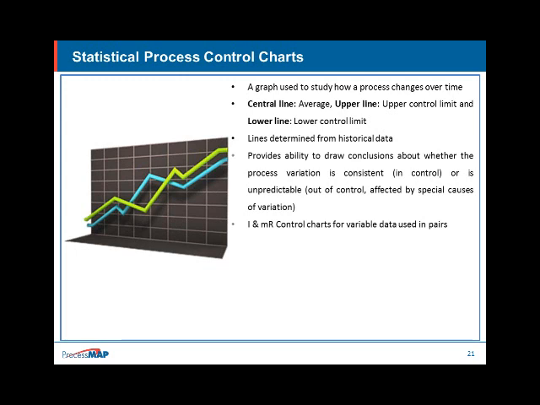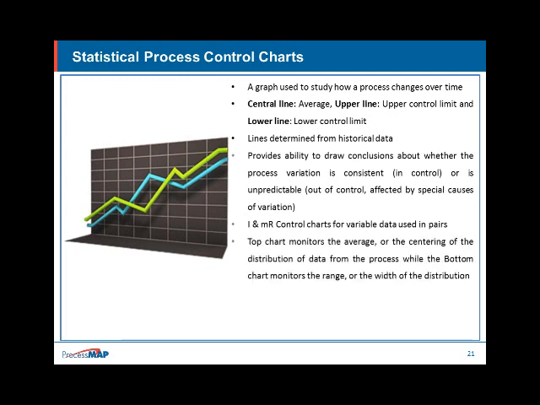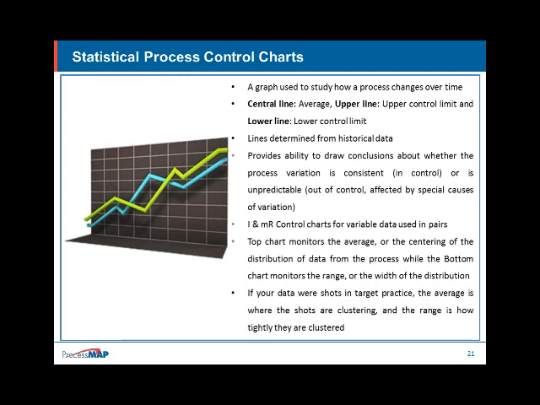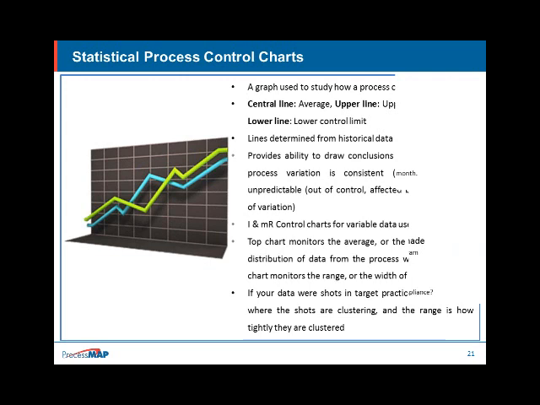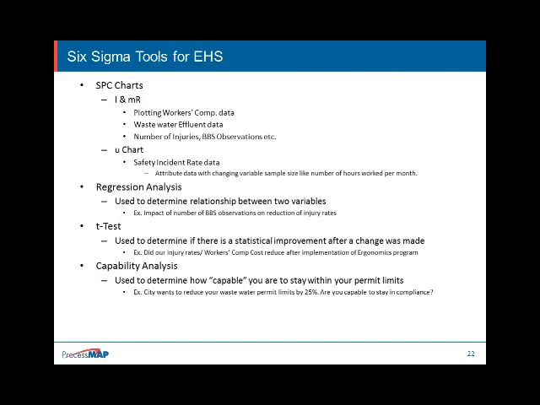Individuals and moving range control charts are used for variable data, and we use these charts in pairs. The top chart monitors the average, the centering of the distribution of data from the process, while the bottom chart monitors the range of your data, or the width of your distribution. If you think of your data as shots on a target in target practice, the average is where the shots are clustered, and the range is how tightly they're clustered on the sheet. So, some tools. We just talked about the I-MR chart, very good for plotting workers' comp data, very good for wastewater effluent data.